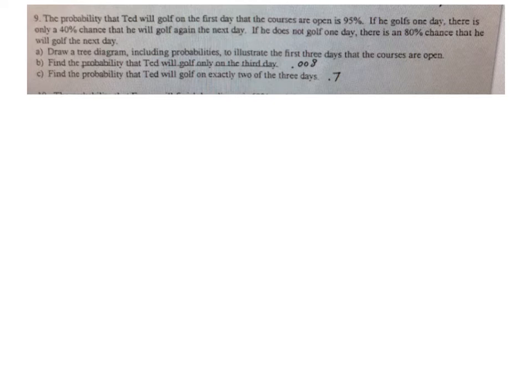So to draw our tree diagram, we're going to start here, and we're going to go down here to day 1. And there's 2 possibilities, right? There's a possibility that he will golf, which is 95%, and the possibility that he won't golf, which is 5%. So we're going to put golf and no golf.